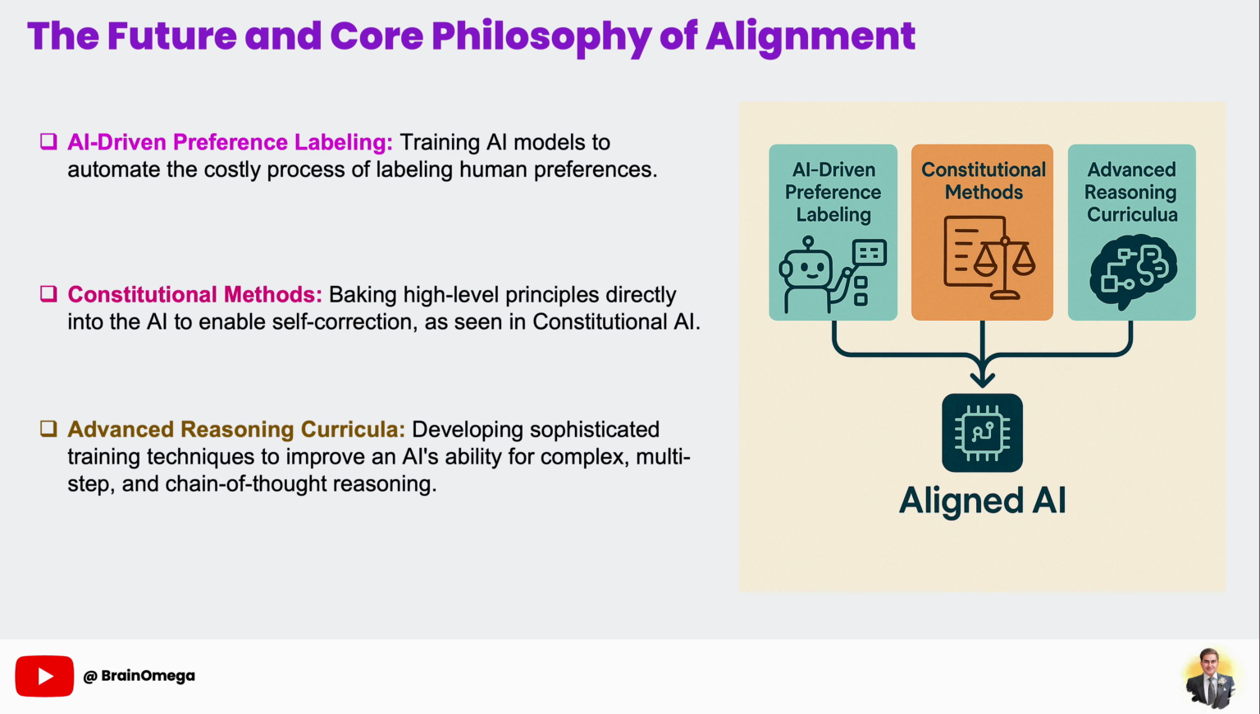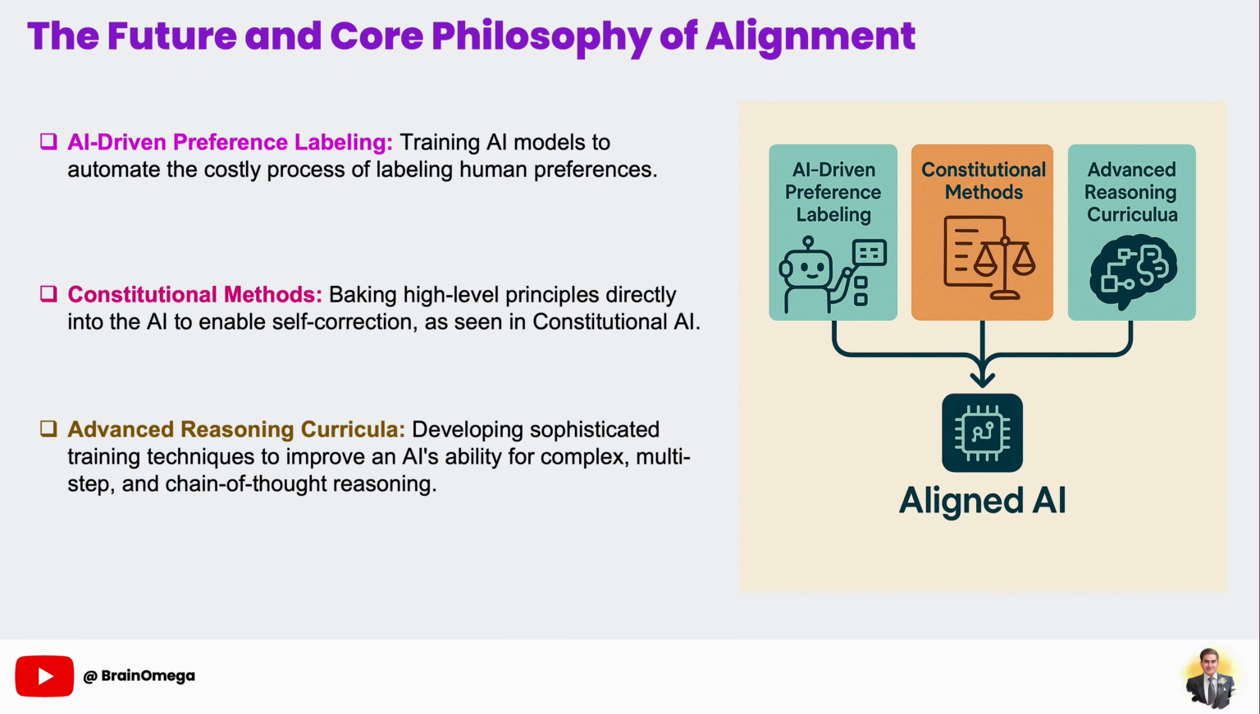First, we have AI-driven preference labeling. One of the biggest challenges in alignment is the sheer scale of human feedback required. It's incredibly time-consuming and costly. This technique is the solution. We are essentially training one AI model to understand human values and preferences so well that it can automate the process of labeling data for other models. Think of it as creating an AI supervisor that can apply human-like judgment at machine speed, breaking the bottleneck of manual work.